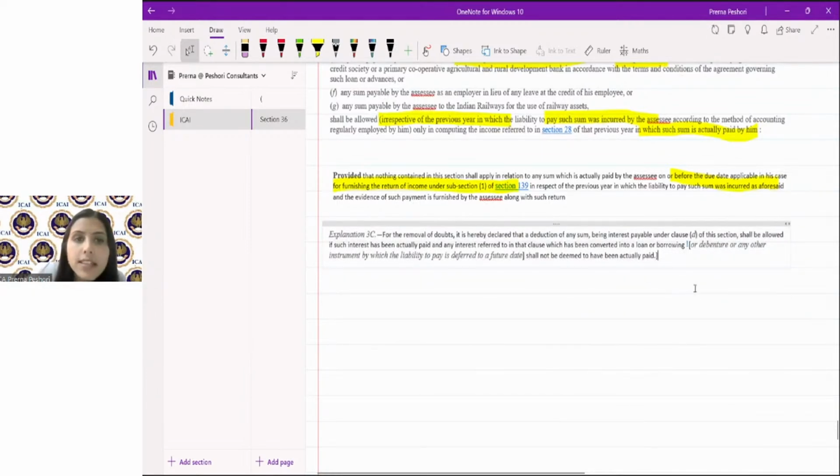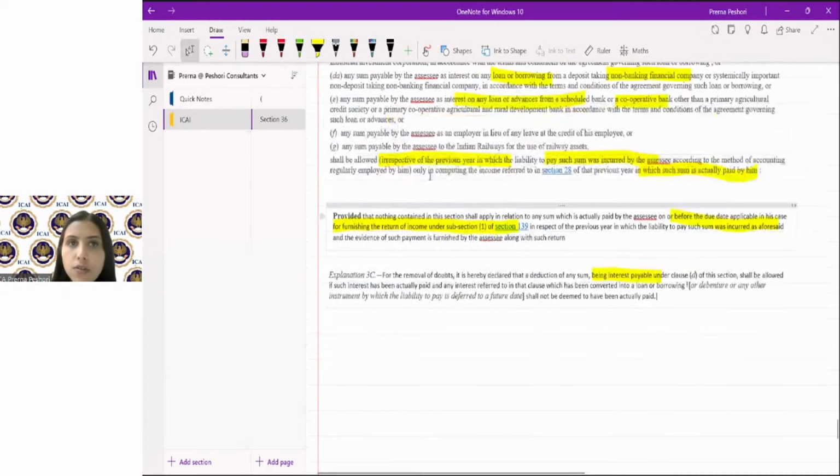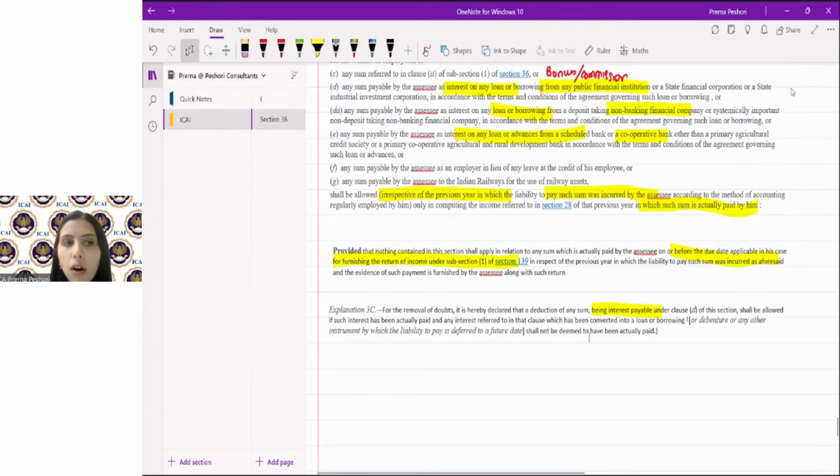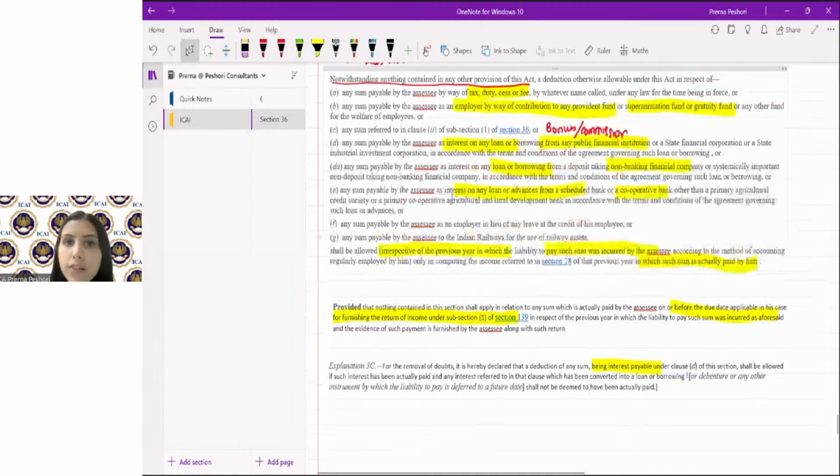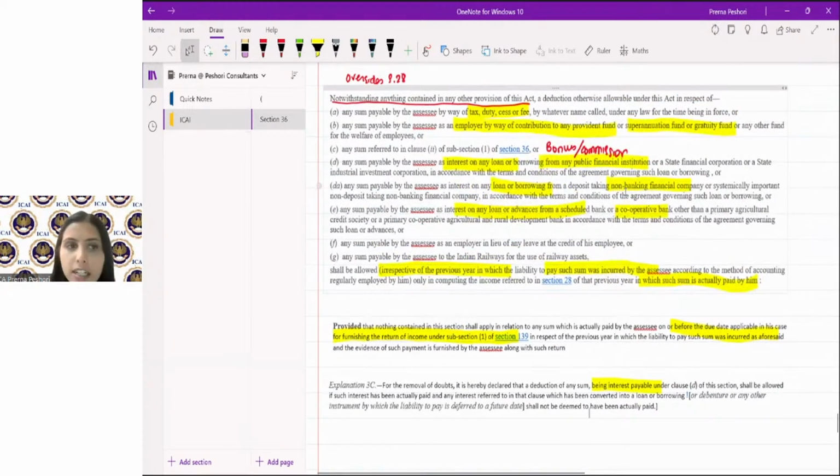So if you read over here, what does it say? For the removal of the doubts, it is hereby declared that a deduction of any sum being interest payable under clause D, which is interest on borrowing of the public financial institution, as well as there is explanation 3CA, which is in respect of the interest on loan or borrowing from NBFC, right? So both of these, or in respect of even this particular interest, which is from the scheduled bank, so interest payable shall be allowed. There are 3C, 3D, 3A explanations. So DA is included in 3CA, and this particular scheduled bank is in the explanation 3D.